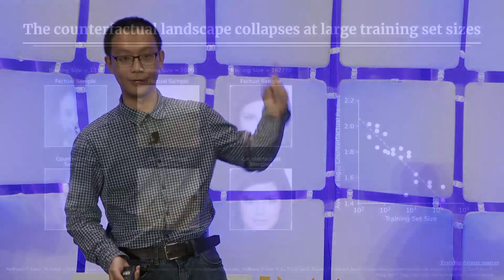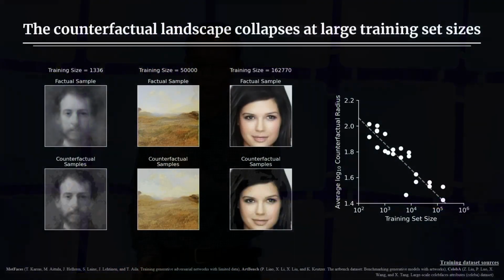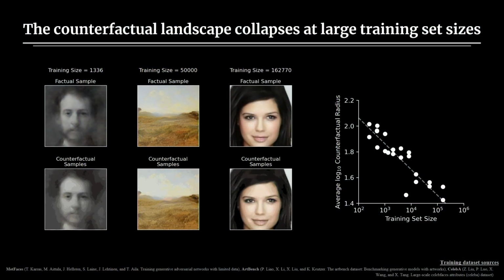And this is an effect that you can actually quantify. If you look at the plot over here, what we did is we trained a bunch of models. Each dot in the plot represents a model we trained. The x-coordinate gives you the training set size, the size of the training set that was used to train the model. And on the y-axis, we plot the counterfactual radius, which is a measure we define to measure the variability within the counterfactual landscapes of the samples generated by these models. As you can see, a very strong and very predictive negative relationship here.